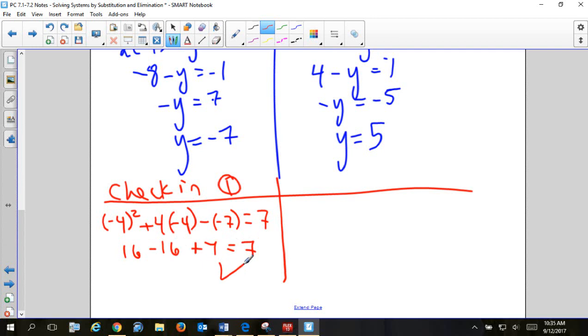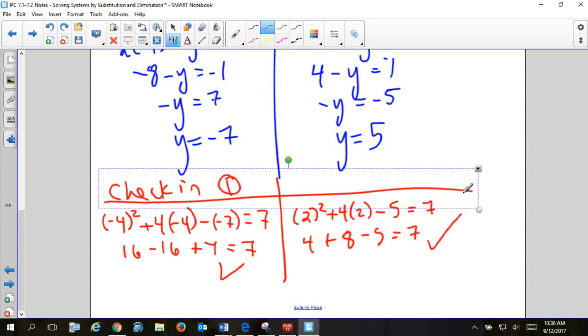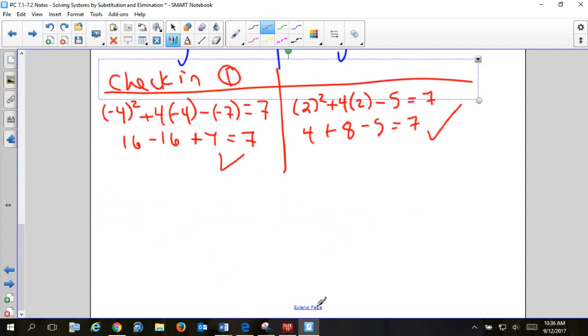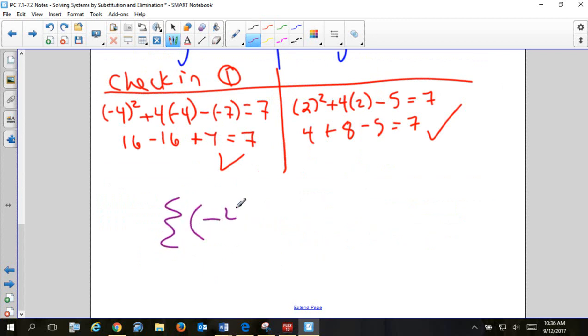Second one, what's x? 2? Yeah, 2. 2 squared plus 4 times 2 minus 5 equals 7. 4 plus 8 minus 5 equals 7. Yep, that works. So we'll check them both. And since both work, I know I haven't made any mistakes. I can write both solutions: negative 4, negative 7, and 2, 5. I have a set of solutions.